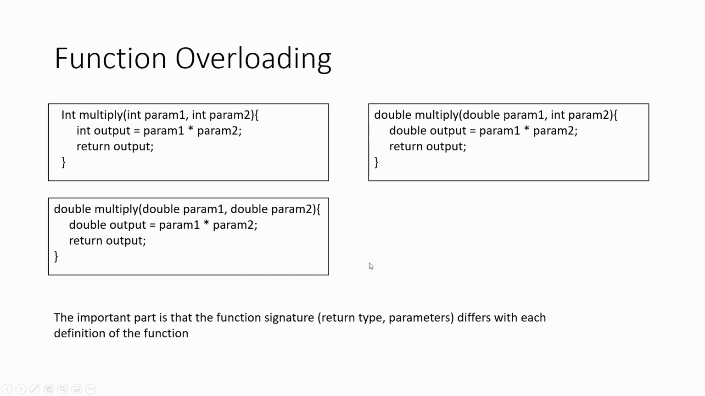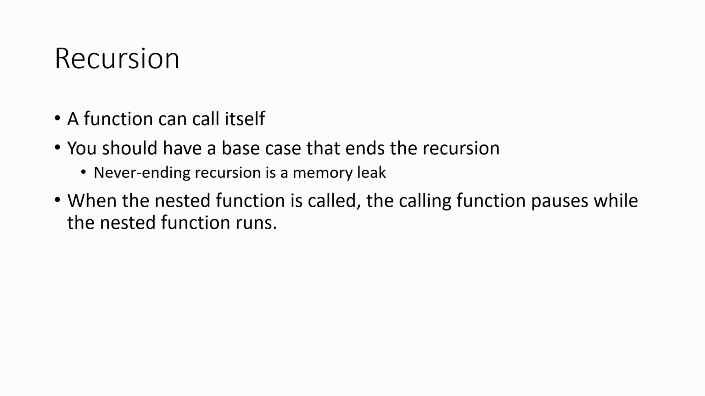The important part of this is that the function signature, return type, and parameters differ with each definition of the function. Recursion. So this is another piece that you'll see show up a lot, and the idea here is to make things easier. Instead of typing out over and over again what needs to happen, or maybe you need something to happen over and over again, that's recursion.